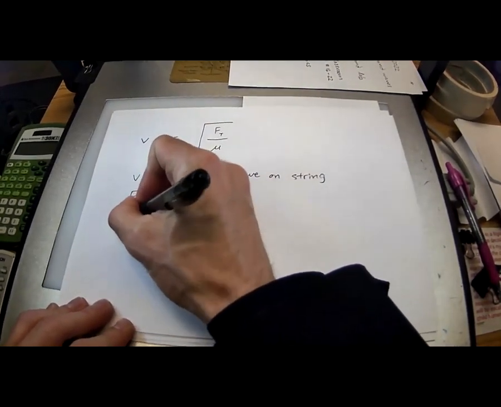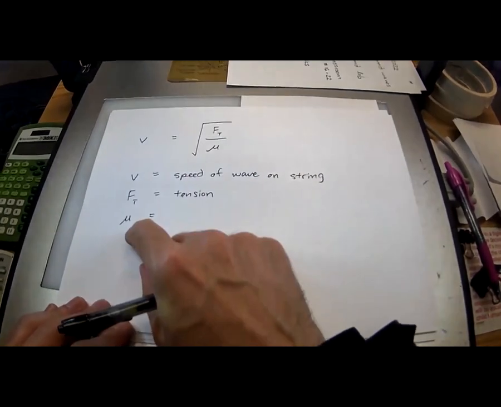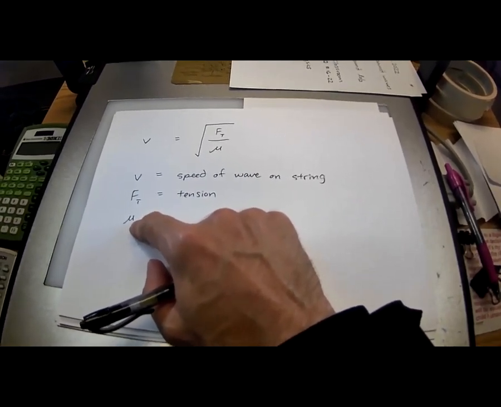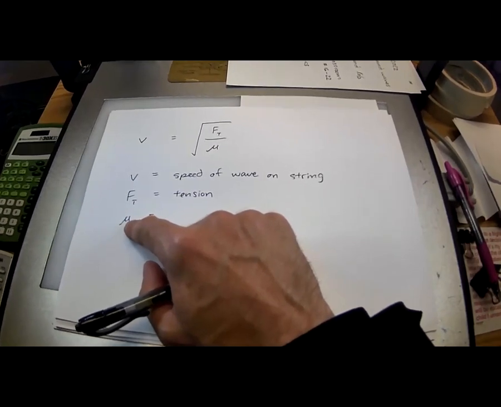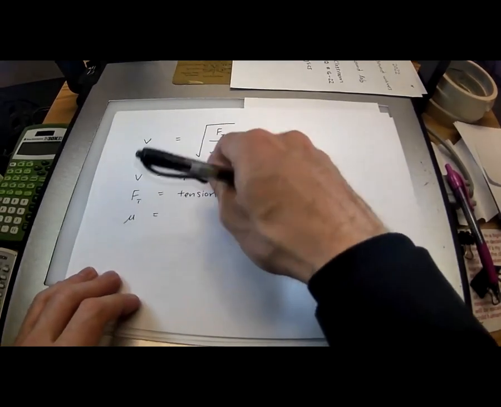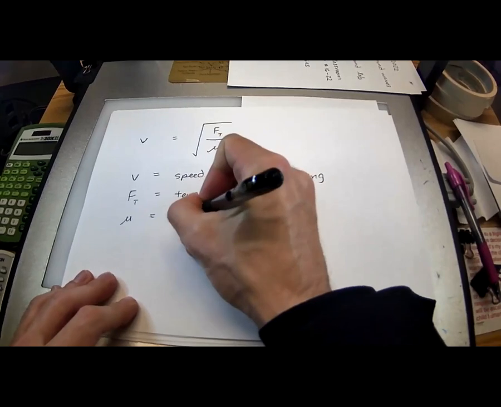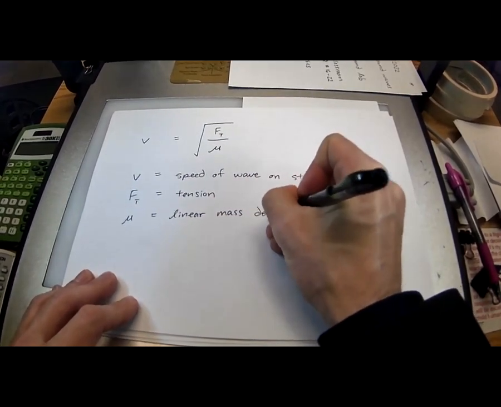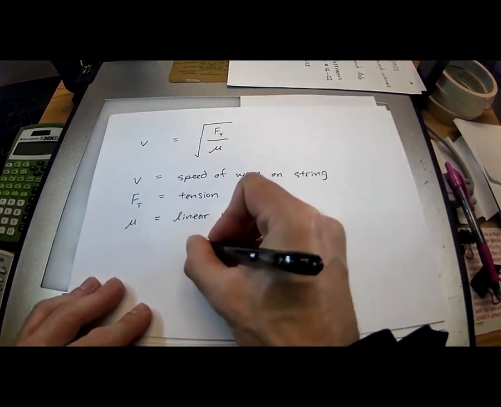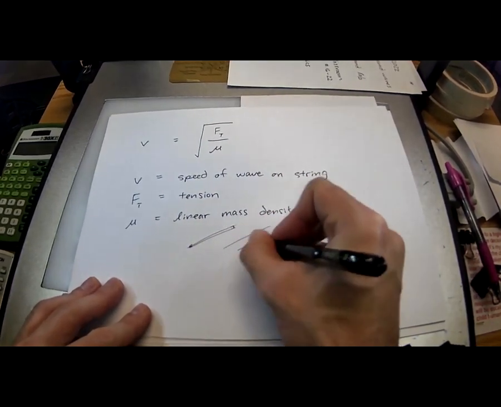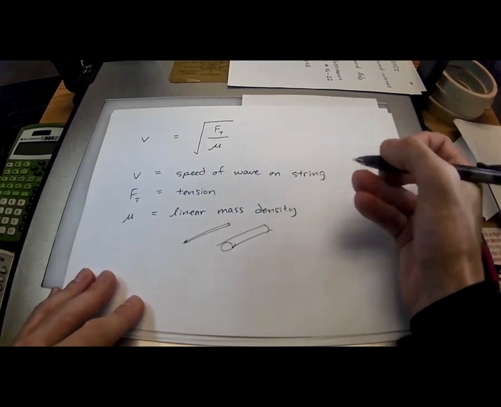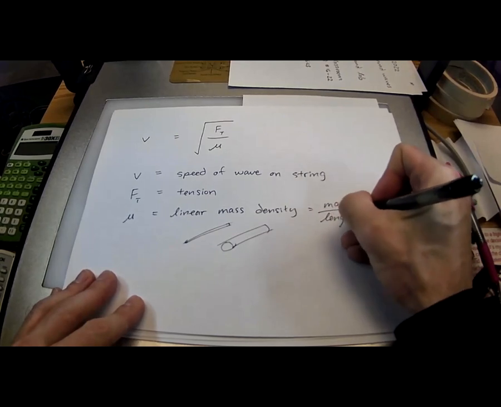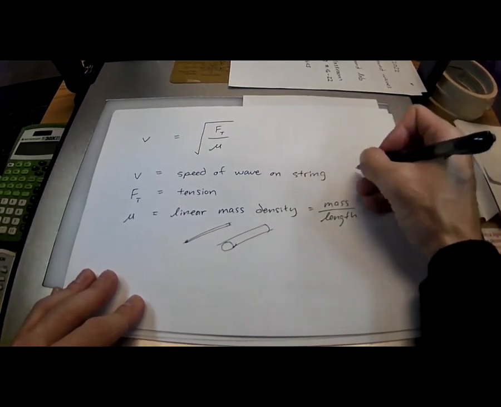Okay. And mu, you guys have seen mu in a couple of contexts in the past. As a prefix, it's micro, like one millionth, 10 to the minus 6. Or you guys have seen this as the coefficient of friction. Okay? But in this context, it's neither of those. In this context, it's linear mass density. Again, if you're comparing a real skinny string to a real fat string, what's the mass per unit length?